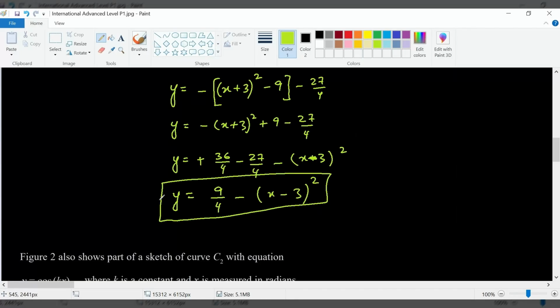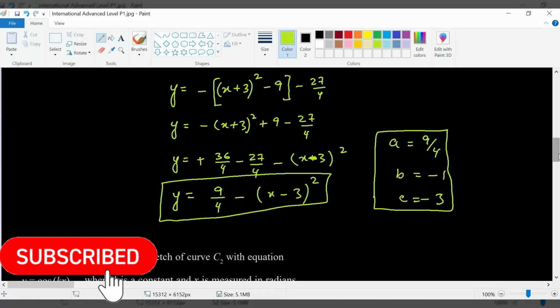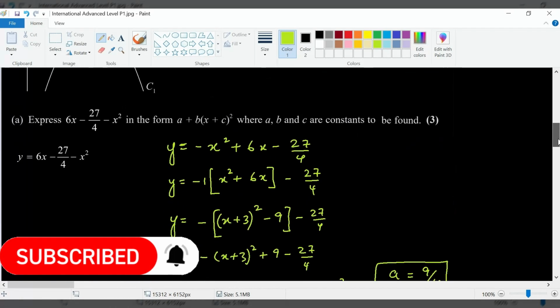And in here, I can see that the value of A is going to be 9 over 4. The value of B is going to be negative 1. And the value of C is going to be negative 3. So all these are going to give a very clear understanding that this equation is simplified, as you can see.